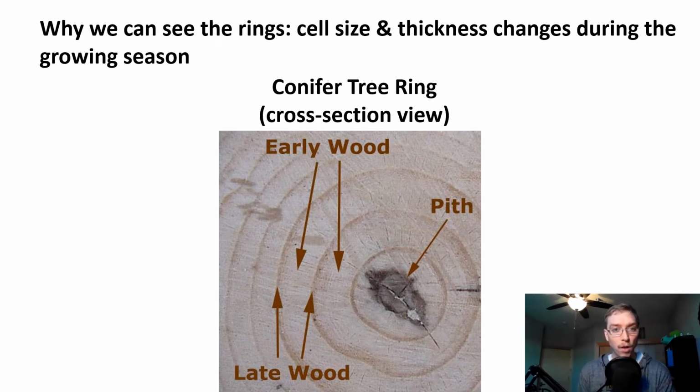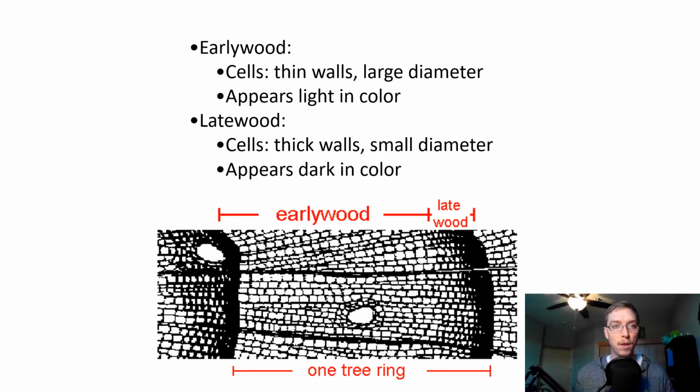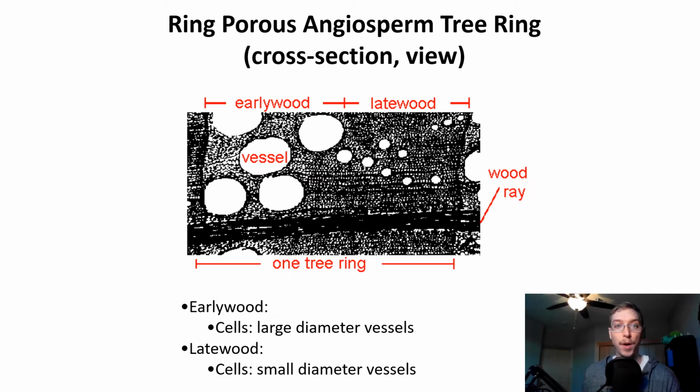So we look here. This is an example from an actual tree. There's our pith, or the center portion of the tree. We see our early wood and our late wood. So that is recording the spring growth and summer growth and slowed growth. This is from a conifer tree. Early wood, the cells are thin walls with large diameters and they appear lighter in color. The late wood cells are thick walls with a small diameter and they appear darker in color. The rings from a porous angiosperm tree ring we can see here. Early wood, the vessels are much bigger than in late wood examples.